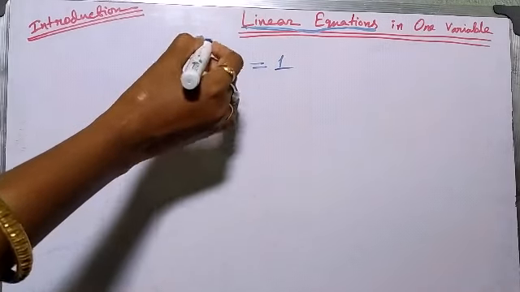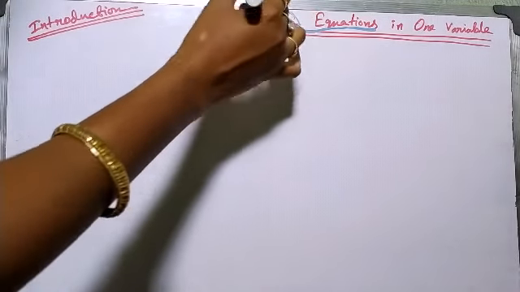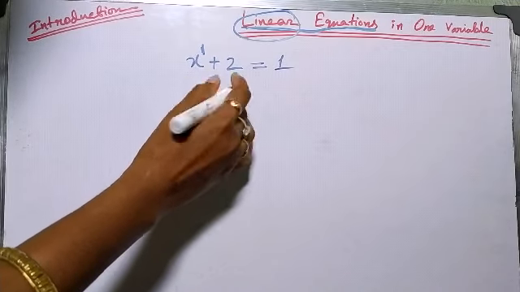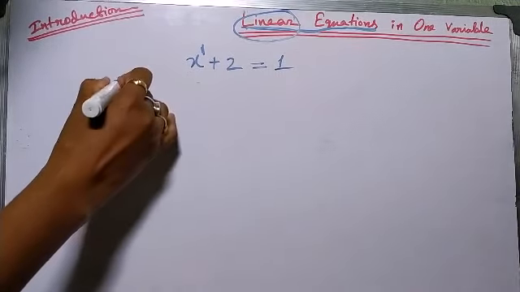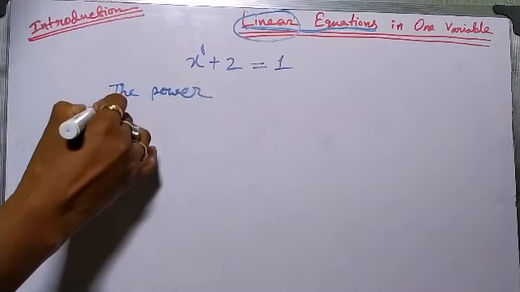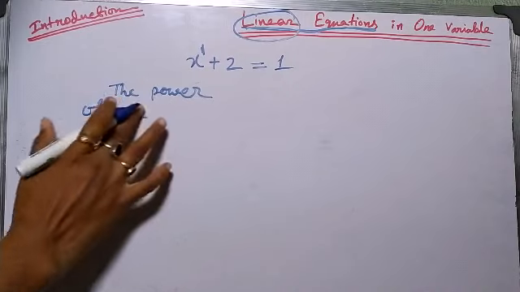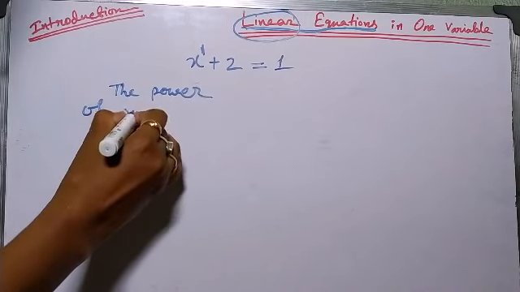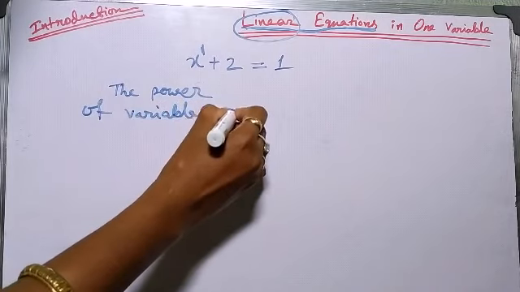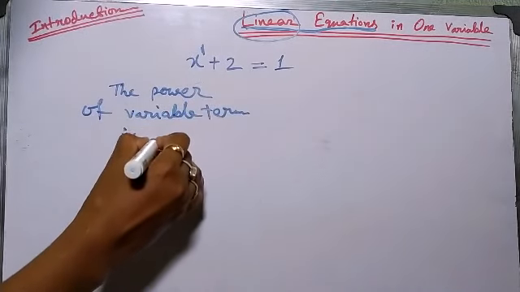So linear means the power of the variable term will be 1.